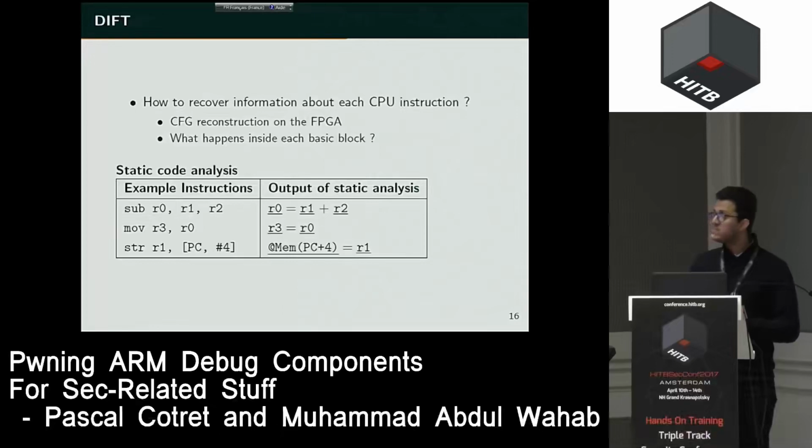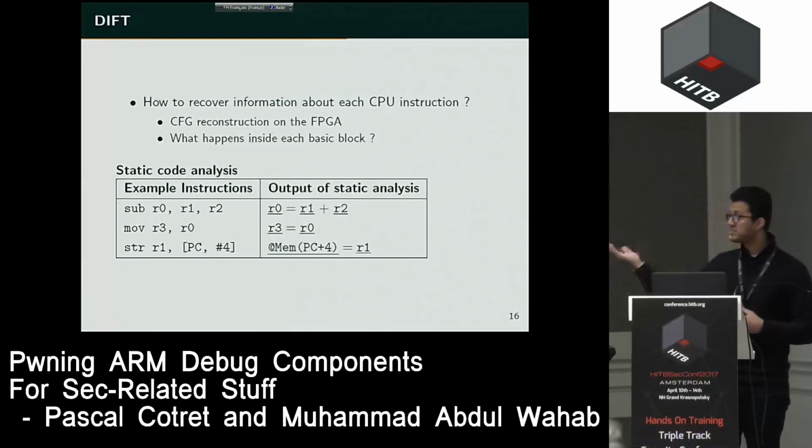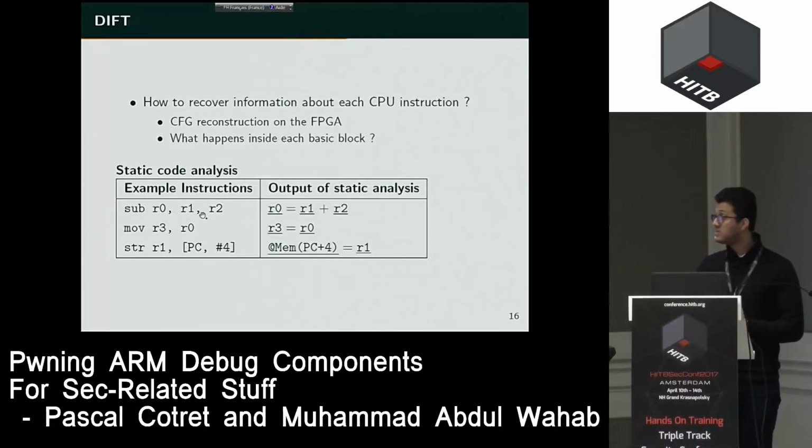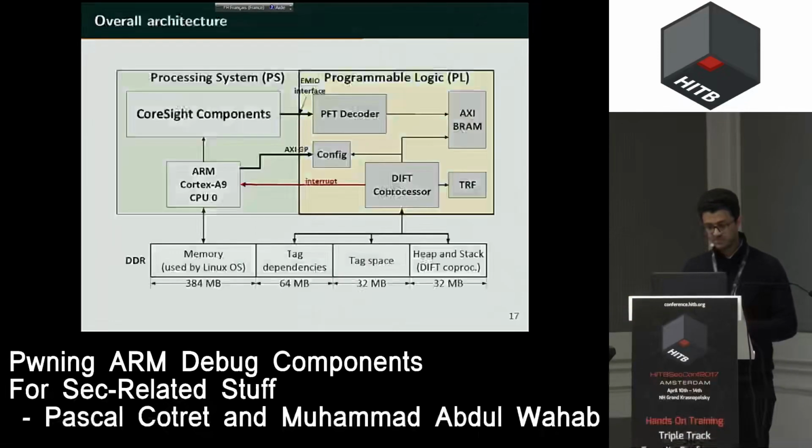But thankfully, by doing a static code analysis, we can determine what happens inside each basic block of the control flow graph. I'm just showing you a few examples. If you have the sub instruction, the first instruction over here, by looking just at the code, we can know that there will be information flows between registers R0, R1, and R2, and the tag of R1 and the tag of R2 will be merged together to get the tag of register R0. This is how we analyze the code to get the missing information about information flows.